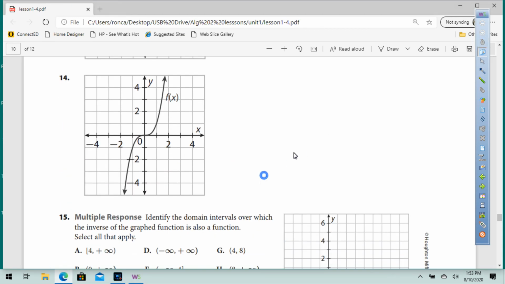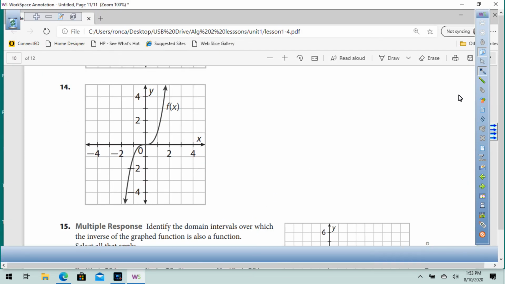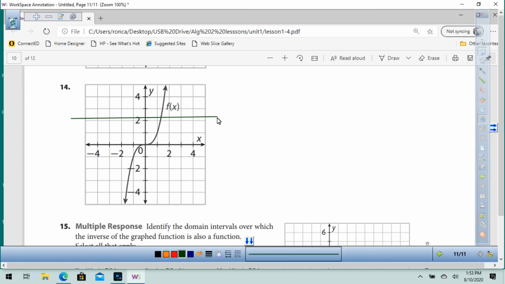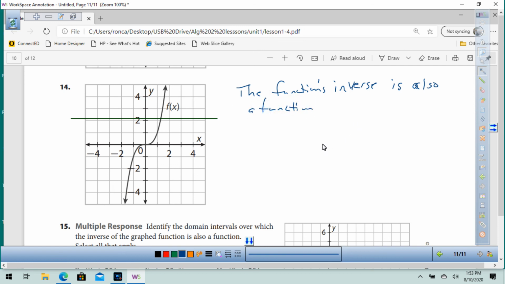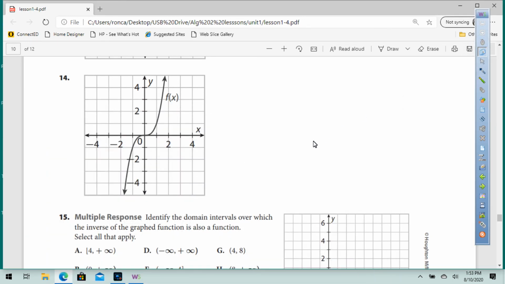What about number 14? Well, let's do it real quick and in a hurry. We'll do a horizontal line test. All right, can we put that anywhere on there and cross it twice? No. So the function's inverse is also a function. Right, good deal.